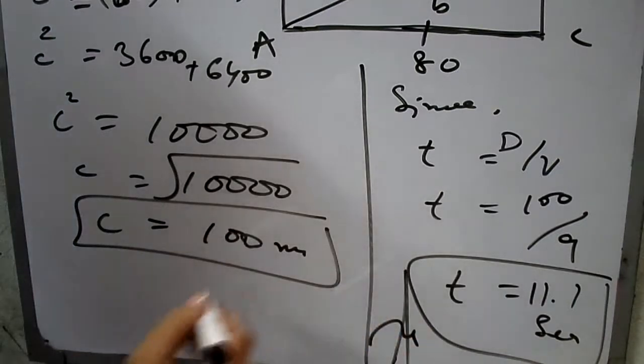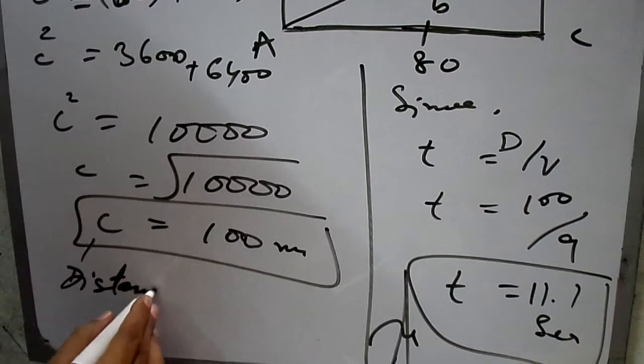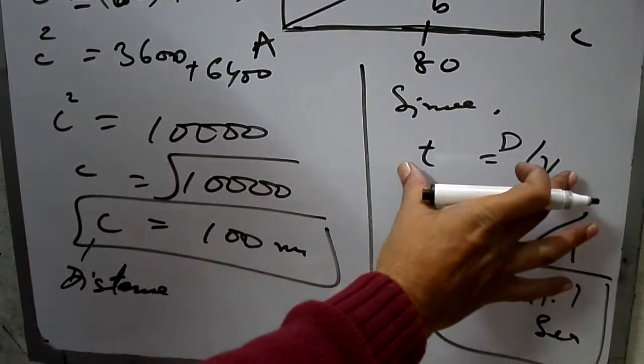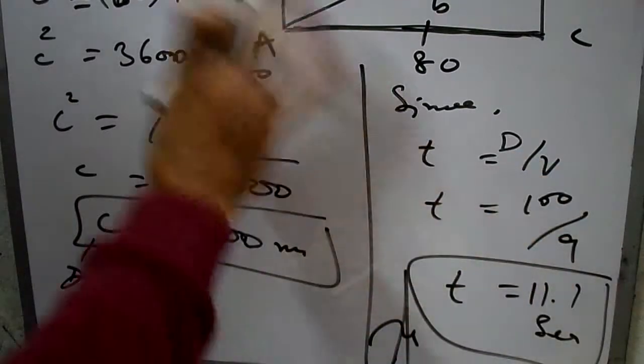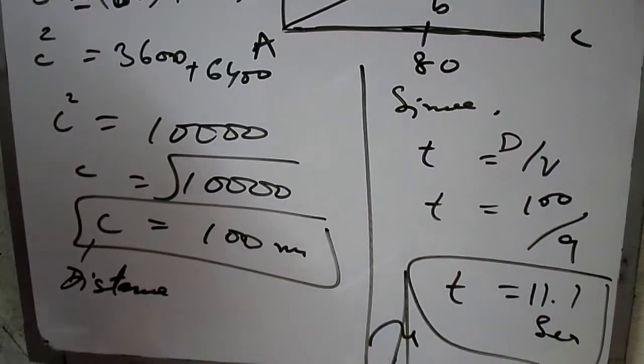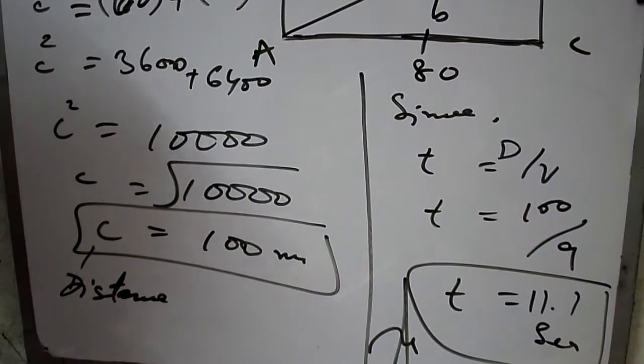Because this c represents the distance, and we have to find the distance, then you can apply our formula. So that is your question number 10. Your result is 11.1 seconds. Now coming to question number 11. ABC is an equilateral triangle in which BC is 12.